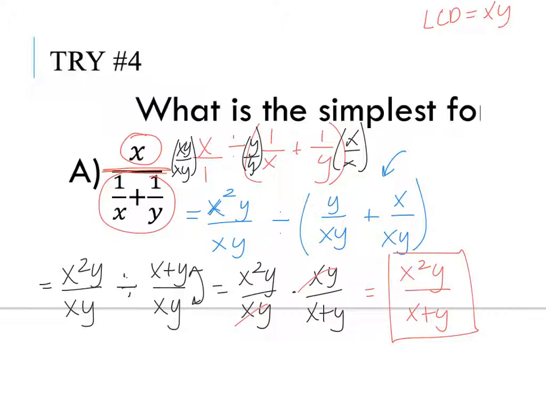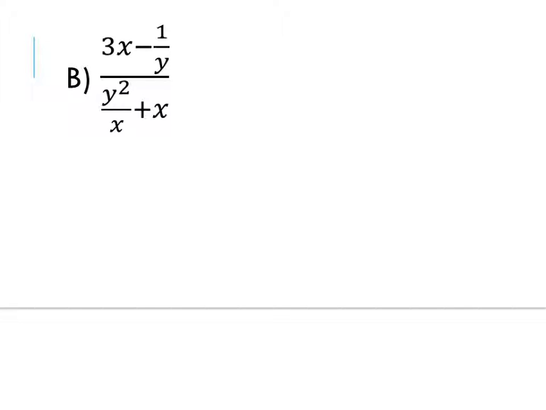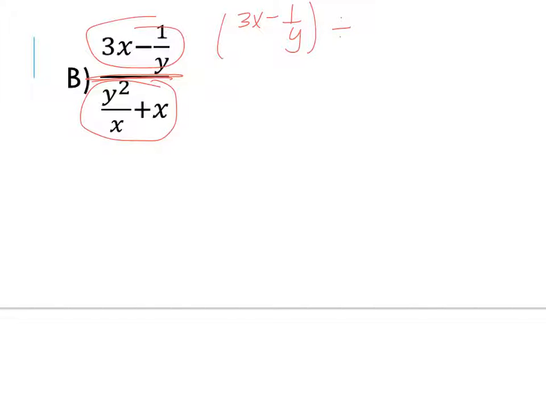Okay, let's try another one. Again, we should recognize there's a numerator being divided by a denominator. So let's stack them next to one another. So this is going to be 3x minus 1 over y divided by y squared over x plus x. Okay, and again, we need to put everything over 1.